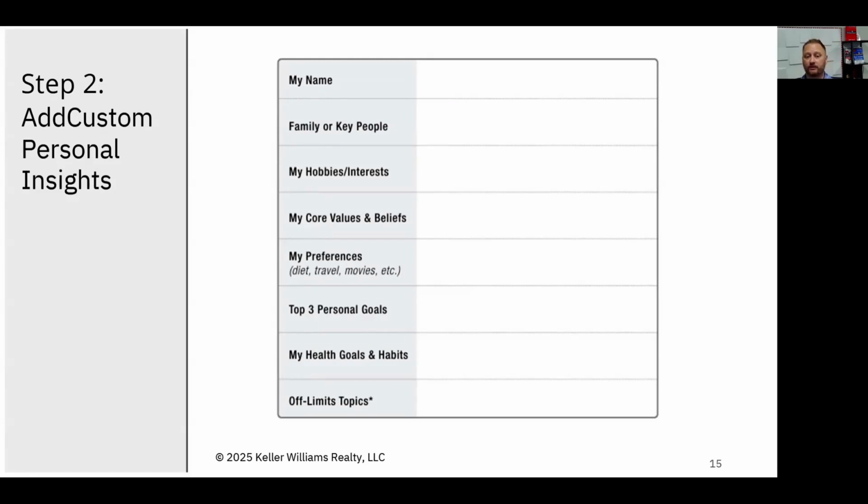Next thing you want to do is give it your name. You're going to want to tell it about your family and key people. You're going to want to put in some of your hobbies and your interests. You're going to want to put in here your core values and beliefs. Now, do you have to put all this in here? No. But if it's important to you and this is stuff that you want it to remember, then I'm going to suggest that you do put that stuff in here.